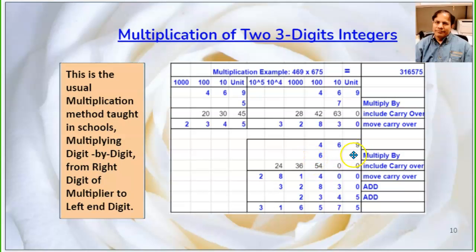So the answer is 5400. So we write under the 100th digit. 6 times 6 is 36. And this is the 1000th digit. So we enter under the 1000th digit, 36. 6 times 4 is 24. So we write under the 10,000 digit.